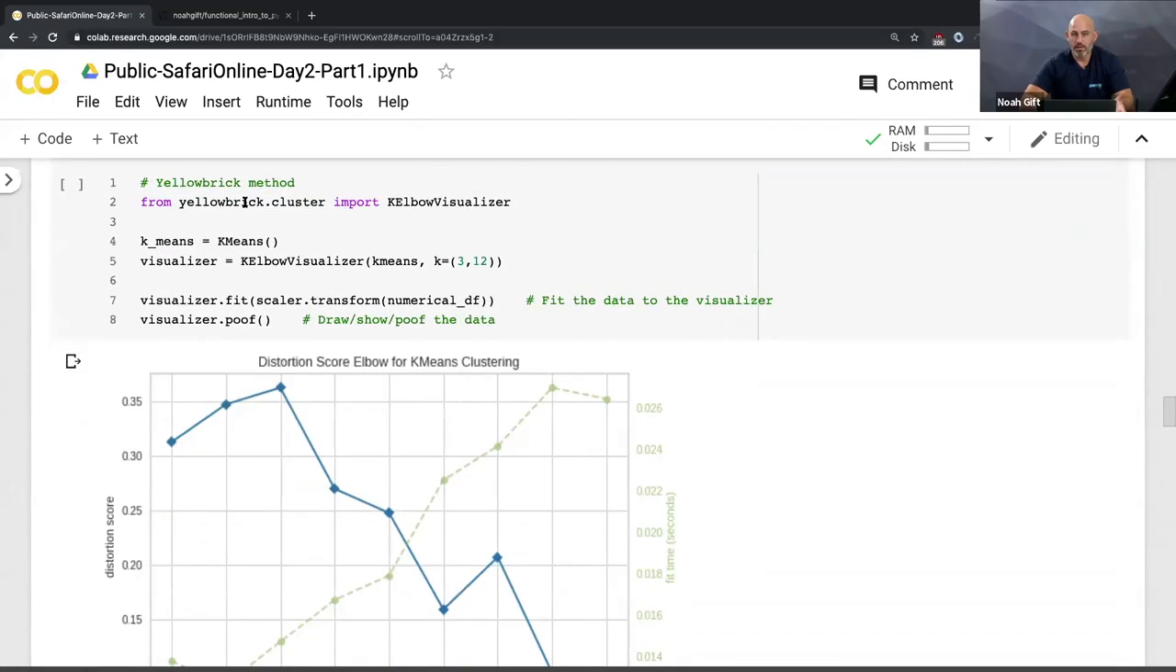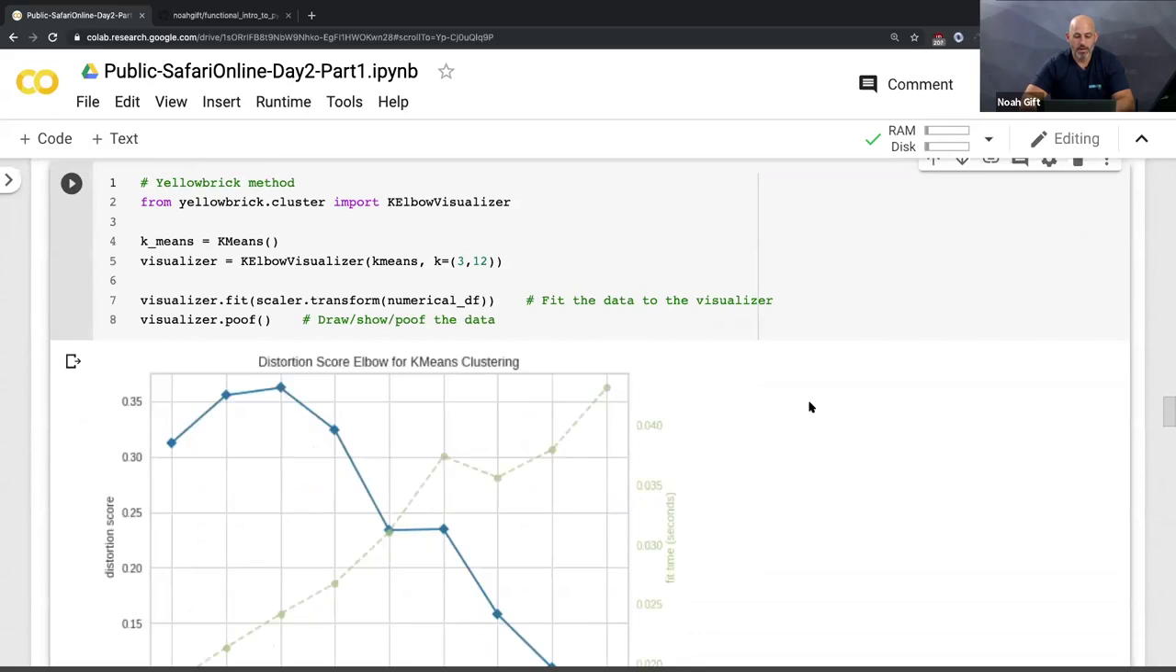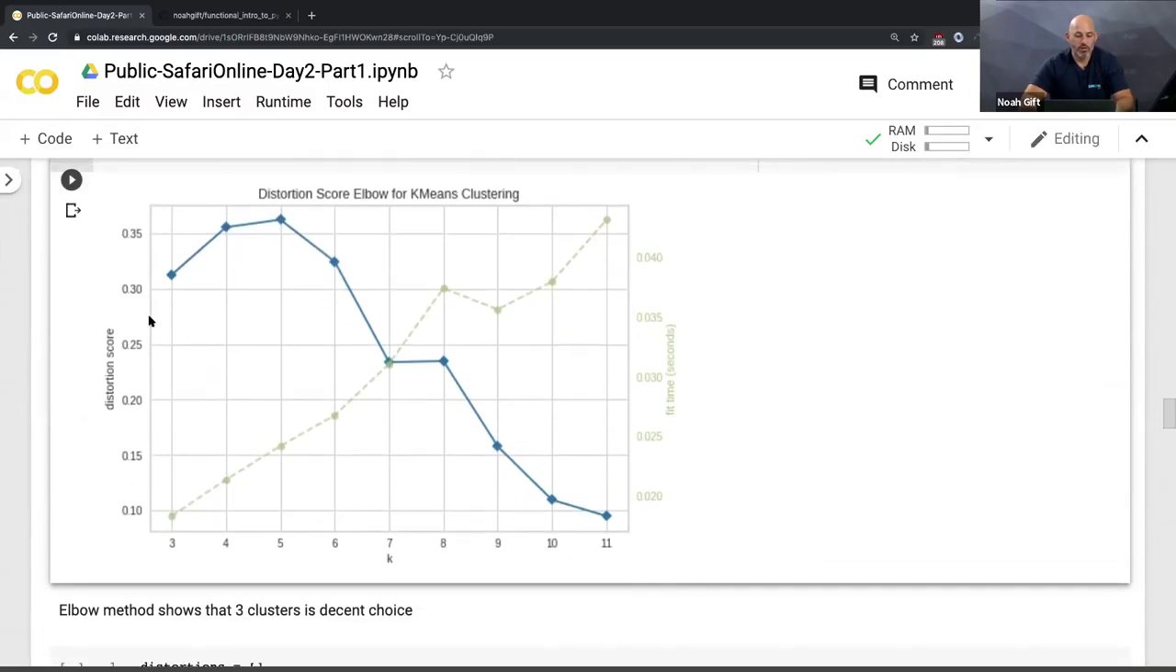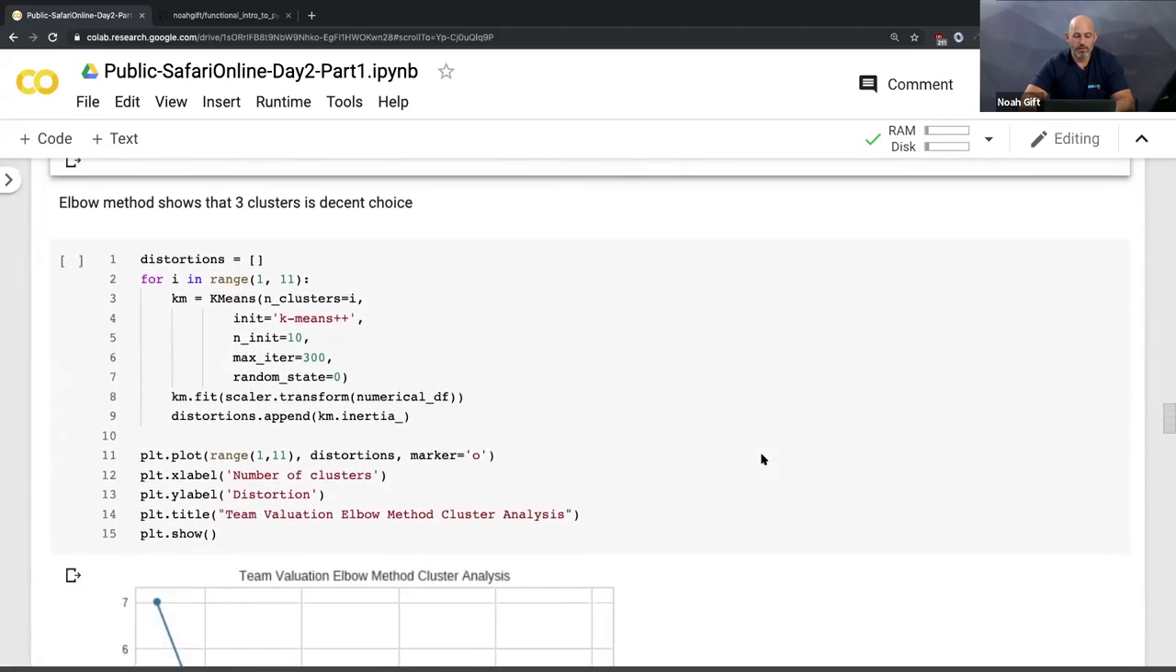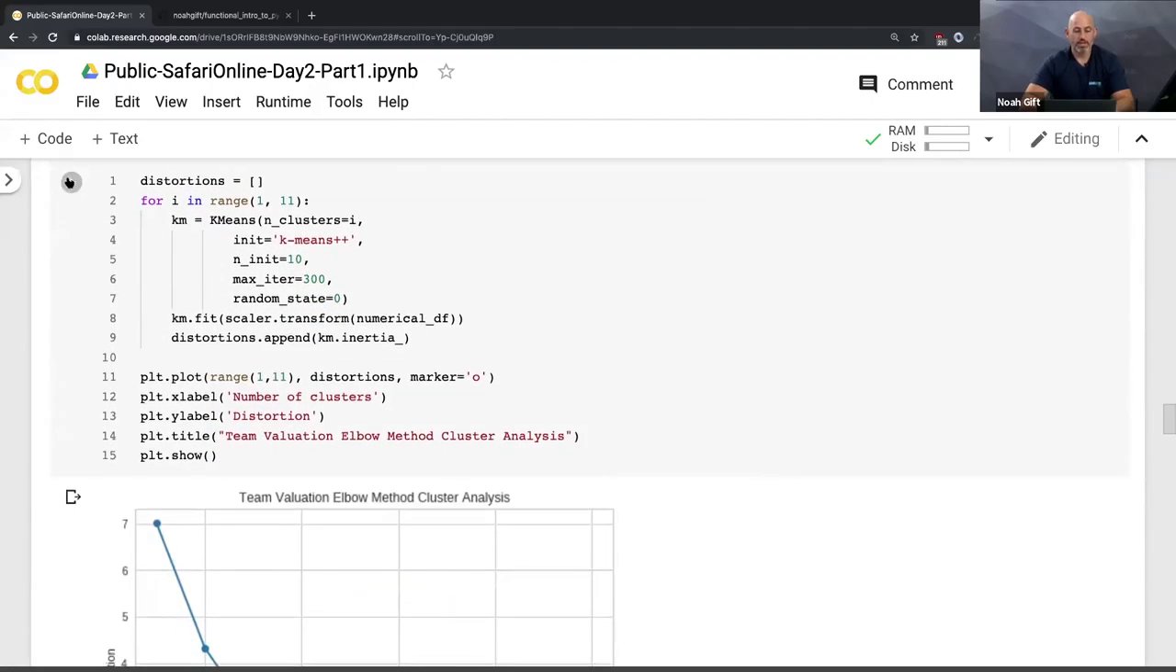There's a library called Yellowbrick that I use quite a bit that has a built-in elbow method visualizer. And if you click it, what happens is I can pass in the k-means clustering data, and I can say, create between 3 to 12 different clusters, and then it'll show you, basically what it would look like, the distortion score.